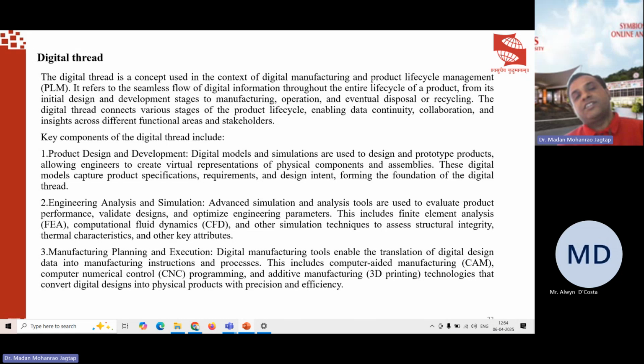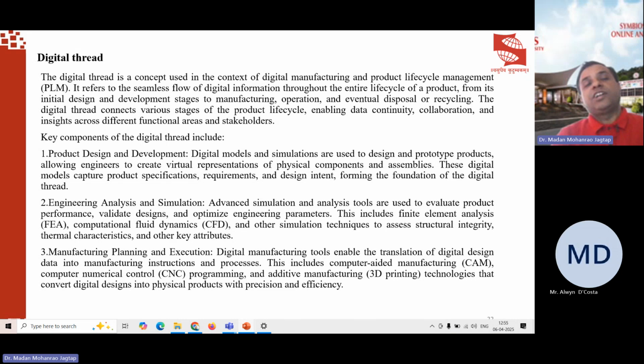Now I have a digital thread with a design. I have transferred it to the engineering analysis and simulation. I have characterized the features of that particular product. Then I have manufacturing planning and execution of that product. I want to create that particular product. How can I create it? I can create it with the help of computer aided manufacturing. I can use the CNC machine. I can do 3D printing for that particular product.